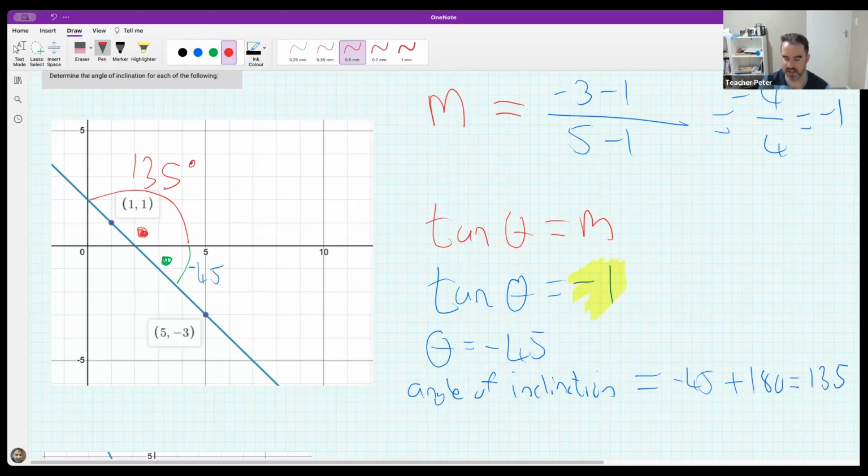So in recapping today, we spoke about perpendicular lines, we spoke about parallel lines, and we spoke about the angle of inclination that lines can make. We also looked at how when a line has a negative gradient, there's an extra step that we need to do in order to get its angle of inclination.